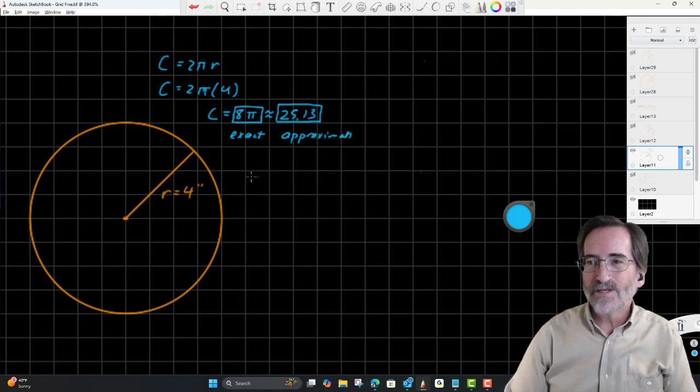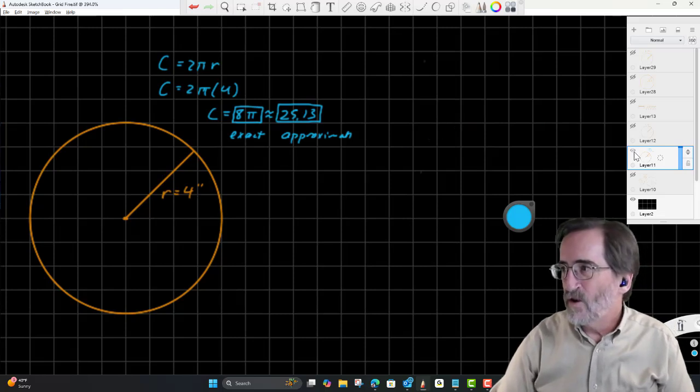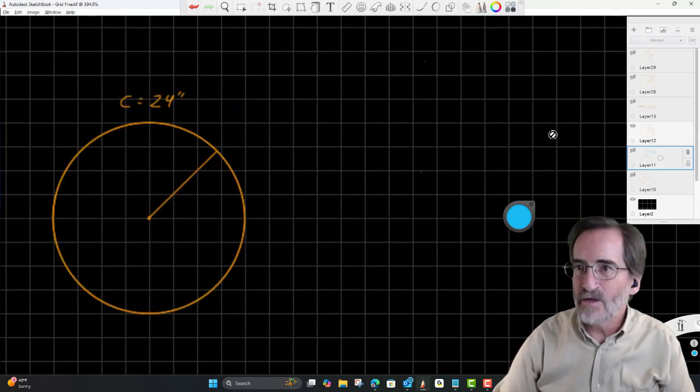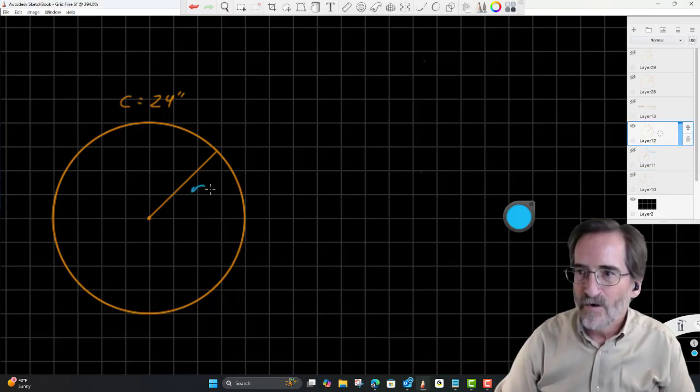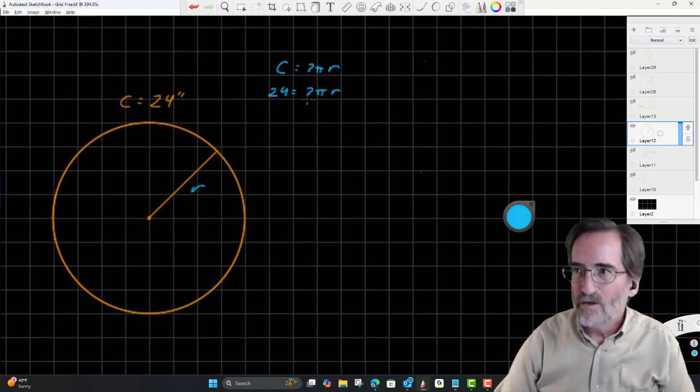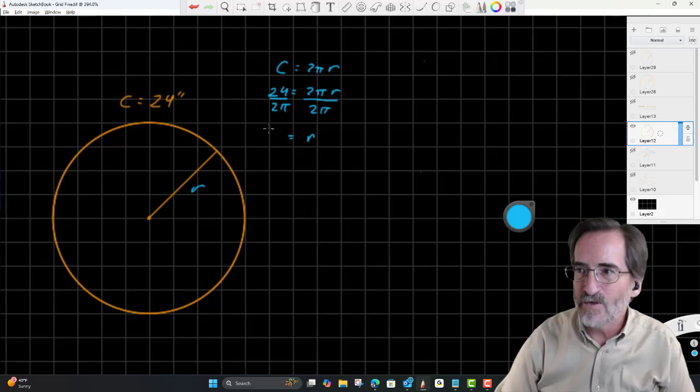Okay, so that's how we use the formula. Well, you might be asked to find the radius given the circumference, in which case we can use the formula C equals 2 pi r and just plug in what we know. C is 24, so 24 equals 2 pi r. Divide both sides by 2 pi, and r is 24 divided by 2 pi. That reduces to 12 divided by pi.